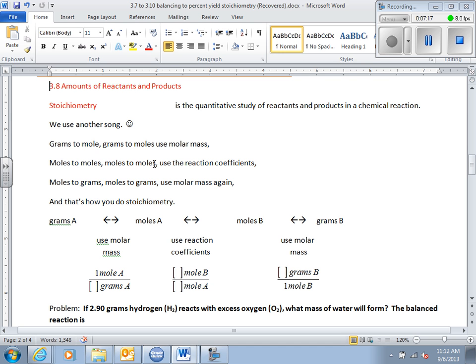Grams to moles, use molar mass. Moles to molecules, moles to moles, use the reaction coefficients. Moles to grams, use molar mass again. And that's how you do stoichiometry.